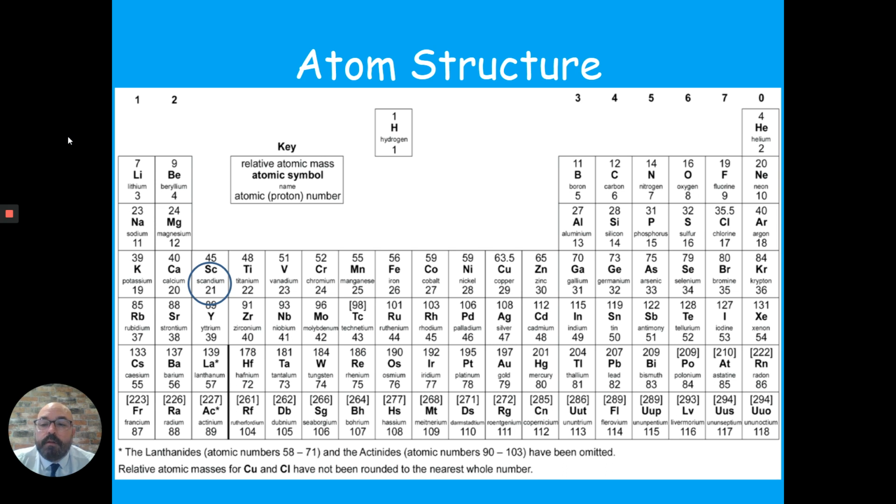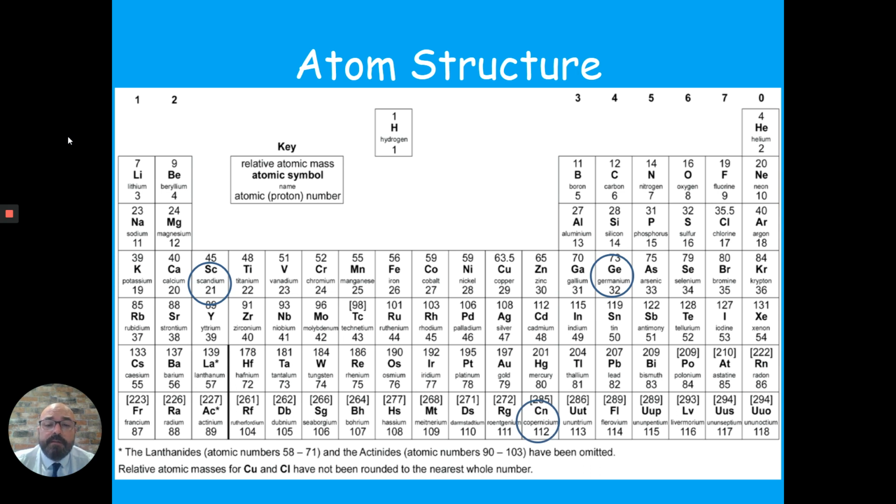Okay, the first one to draw your attention to is scandium. That's named after Scandinavia, where it was discovered. We've then got germanium. This is named after the birthplace of Clemens Winkler, who discovered germanium. He named it after the country of his birth.